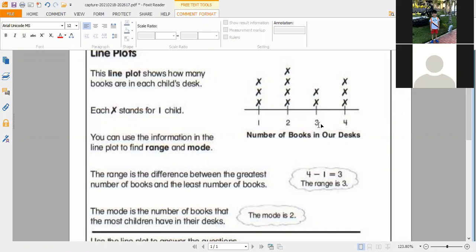This is three books. How many children? We said if you want to know how many children, you will count the plots. One, two. Okay, and how many children have one book? Three. One, two, three.